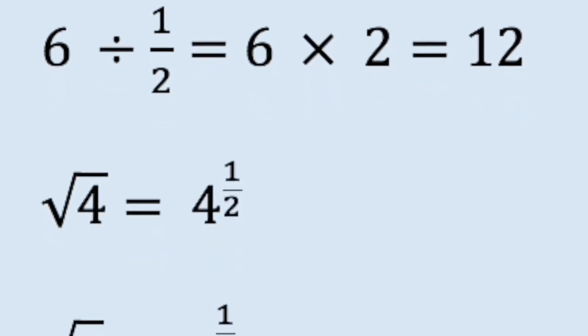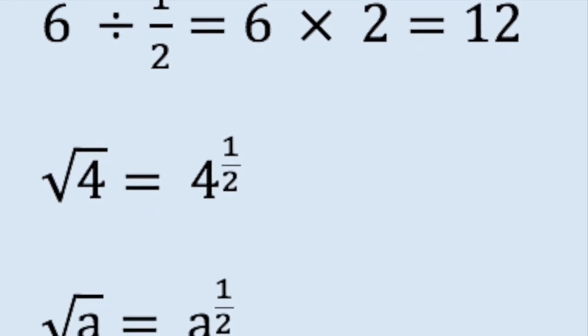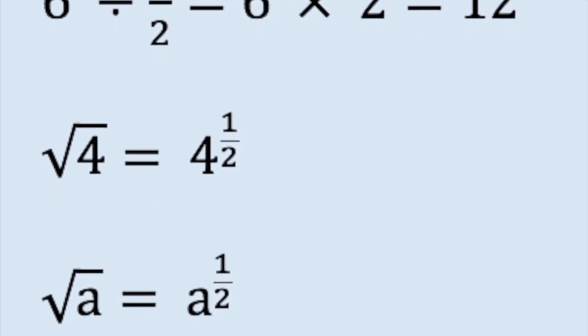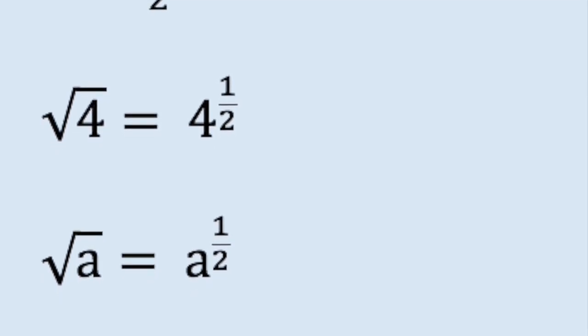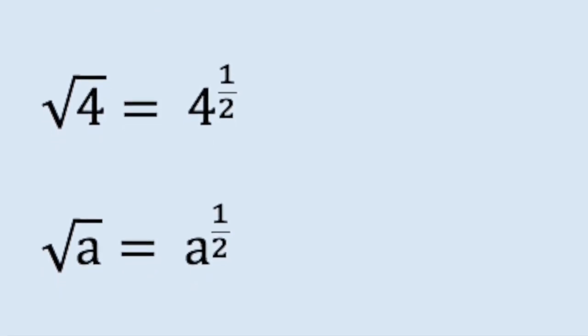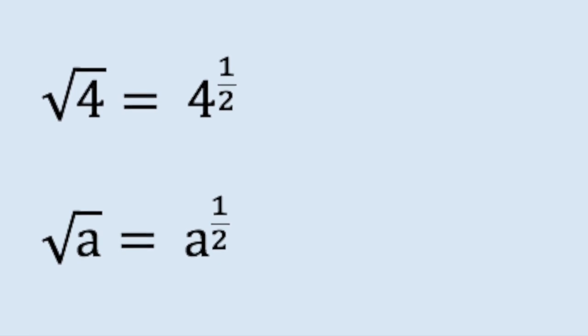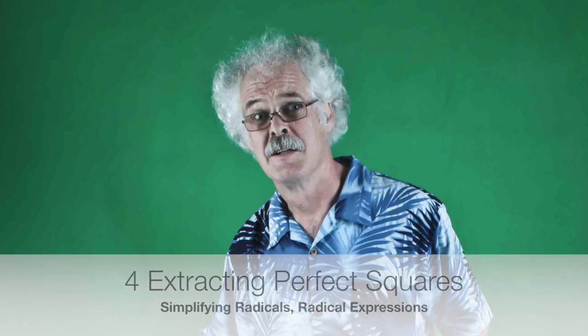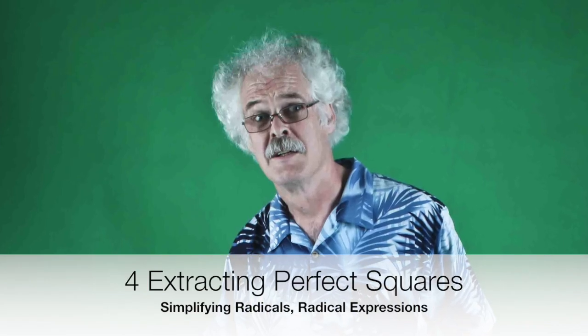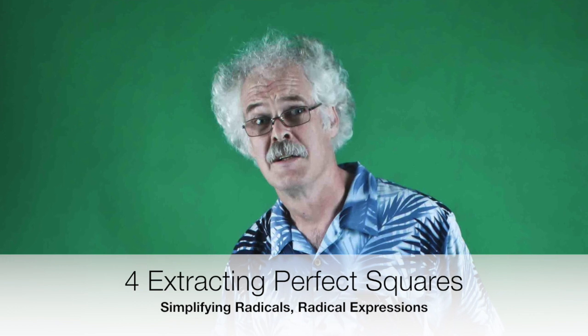Now also the square root of 4 is actually the same as 4 to the power a half. Or in general, the square root of a is equal to a to the power a half. But, of course, you already had discovered that in section 1, didn't you? Now we will look at a basic property of radical numbers.